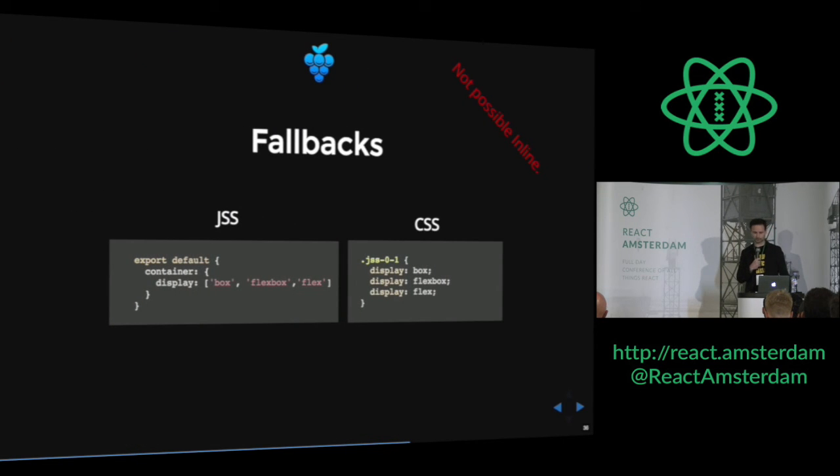And there is a possibility for fallbacks. In CSS, you can write the same property name multiple times. You can't do this in JSON, but we can use arrays. So on the left, you can see how you write fallbacks with JSS. And this is actually straightforward.